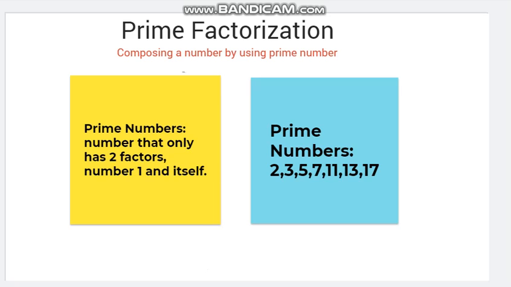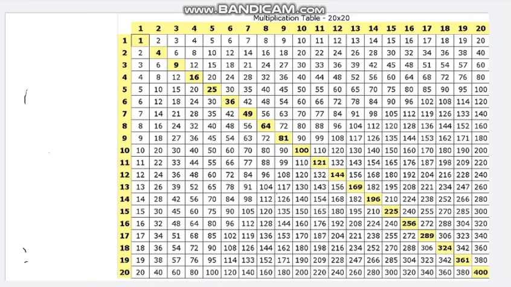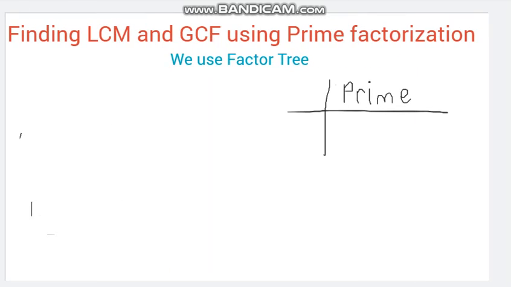Okay, now let's go. This is a multiplication table. The multiplication table can be used as one of the tools to help you do the prime factorization. If you sometimes forget the multiplication, you can use this as a tool for prime factorization. Okay, so let's go to finding LCM and GCF using prime factorization.